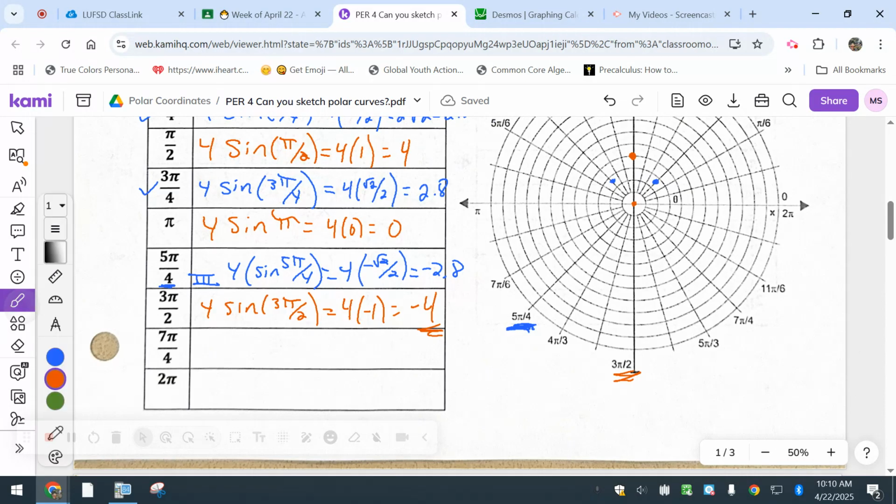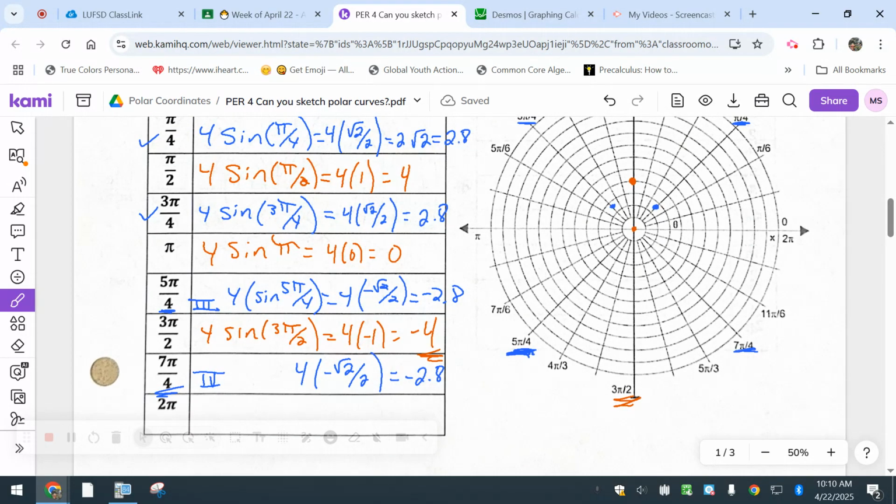What do you think is going to happen at 7 pi over 4? It's going to be the same thing that kind of happened here, right? This is in the fourth quadrant, so sine is negative. So this is going to be 4 times the negative square root of 2 over 2, okay, which is going to be negative 2.8. So remember, your R is negative, so I'm here, but now I have to reflect through, so I end up back there.